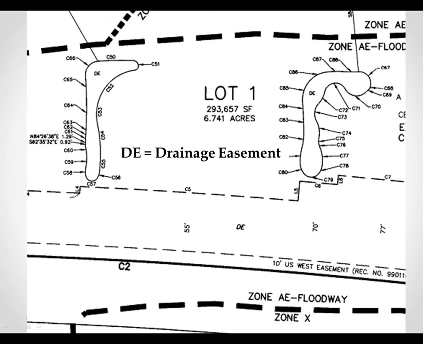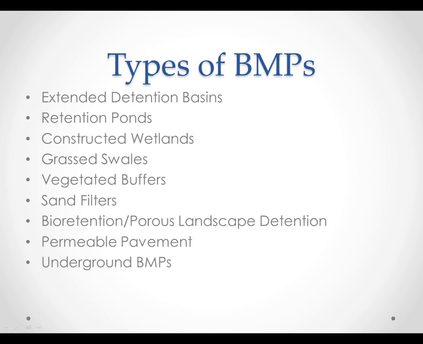Here is another example where BMP locations are identified by the abbreviation DE, which refers to drainage easement. Notice that there are 3 different BMPs on this property. Unfortunately, plat maps only indicate BMP locations, and identifying the type of BMP may have to be done separately.